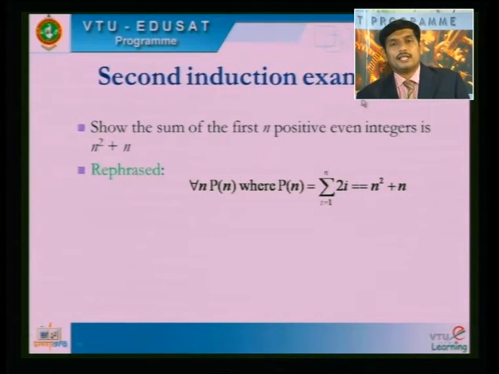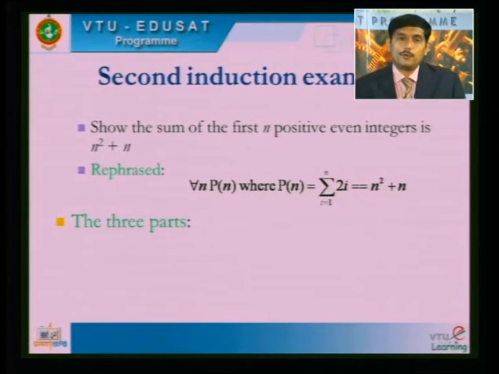You know that the even integers means 2, 4, 6, etc. If you take 2 as a common factor, then you get 1, 2, 3, etc. The sum of n integers is known, so here 2 times that will be there. P(n) can be written as the sum of i running from 1 to n of 2i. If you put i equal to 1, you get 2 plus 4 plus 6 plus etc., where 2n is the nth term. That is equal to n squared plus n.